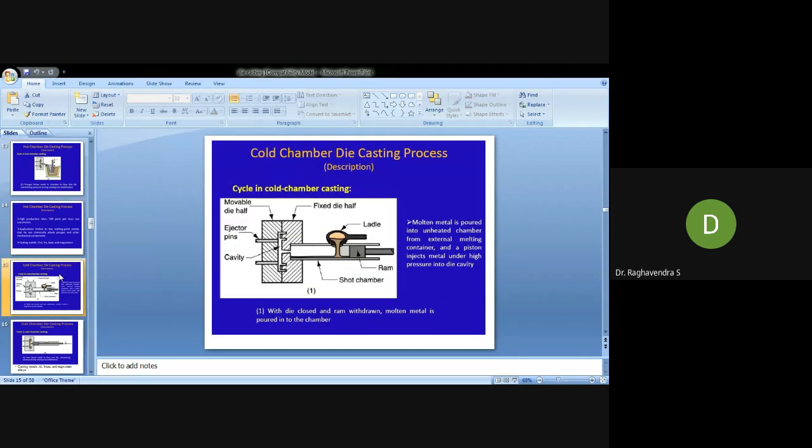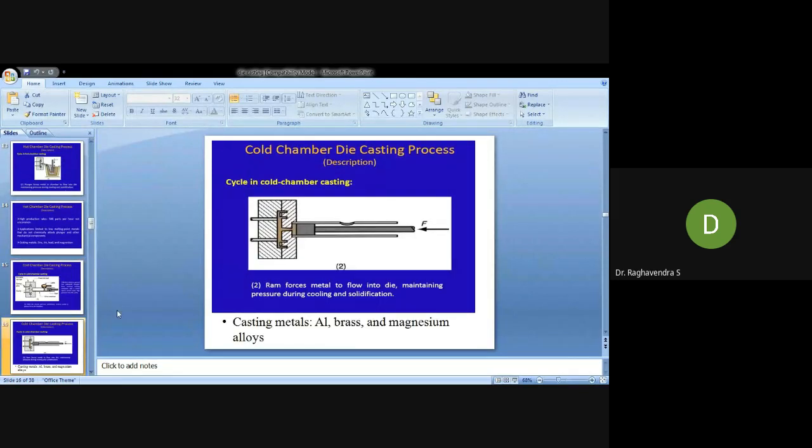Getting my point? Are you there with me? Yes, sir. Got it. Okay. So this is a cold chamber. This is a die, and this is the shape we want. And when you pour the molten metal, a large force is exerted here.